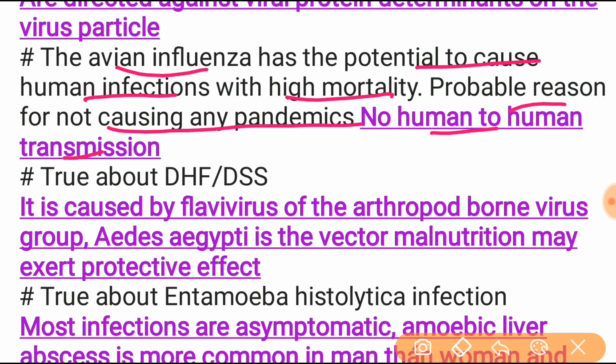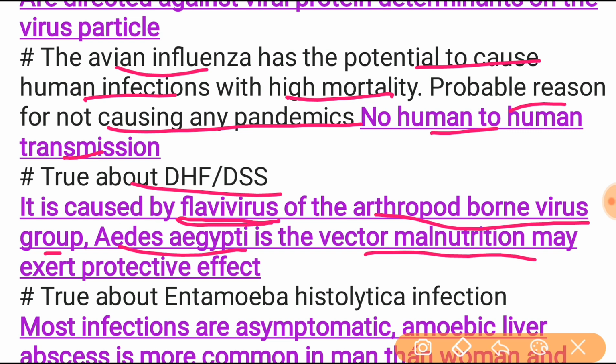Next is the true statement about dengue hemorrhagic fever. It is caused by a flavivirus, or the arthropod-borne virus group, and it is active in the vector. Malnutrition may exert a protective effect. That means if the patient is malnourished, then dengue hemorrhagic fever can't affect the patient.